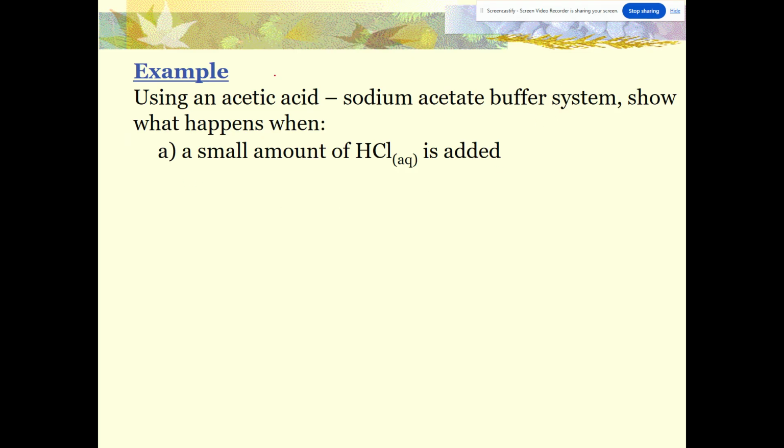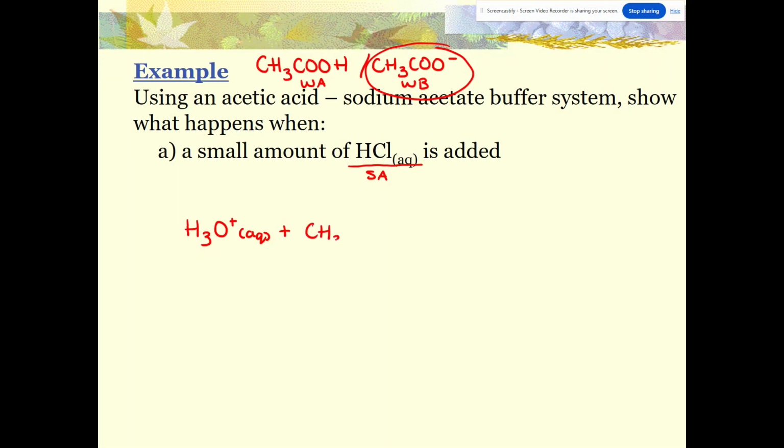So what I have is acetic acid, CH3COOH, and its acetate ion, which was bonded with sodium just to make a compound out of it. Okay, so this is my weak acid. This is also a weak base. It's the conjugate base of the acid. Now, what happens when a small amount of strong acid is added? Well, that strong acid is going to ionize into hydronium ions, and it's going to react, because it's an acid, with the base portion of the buffer system.